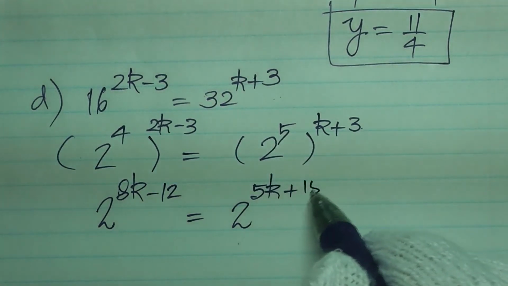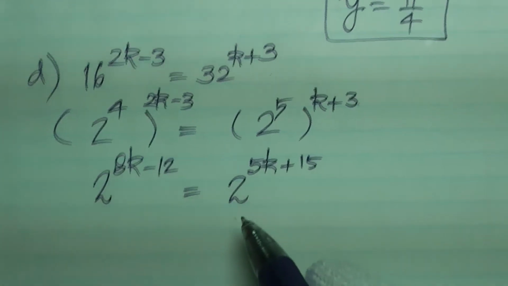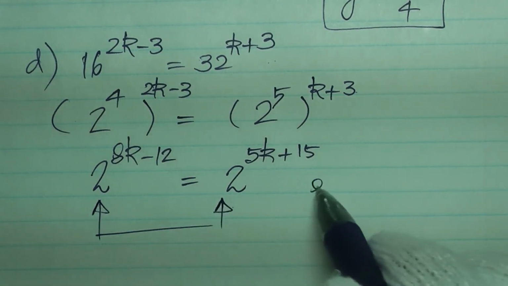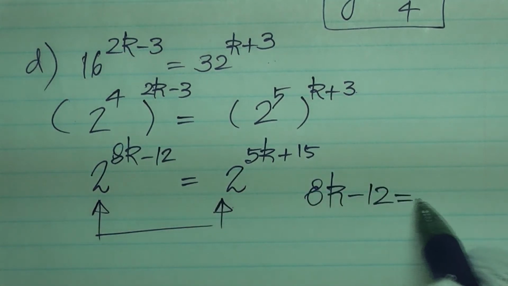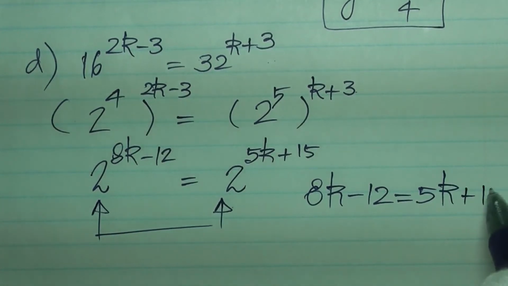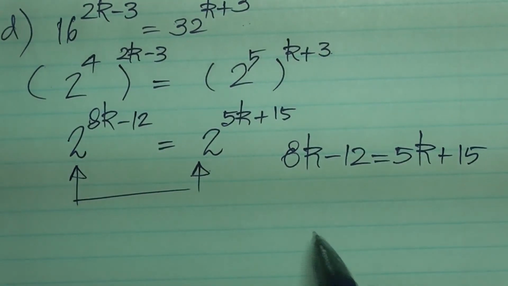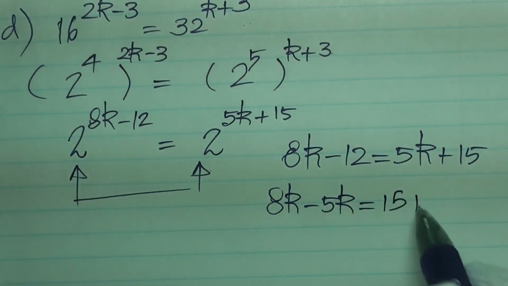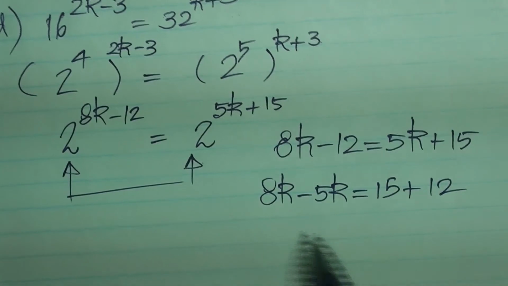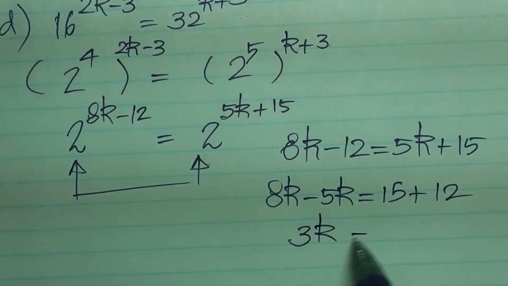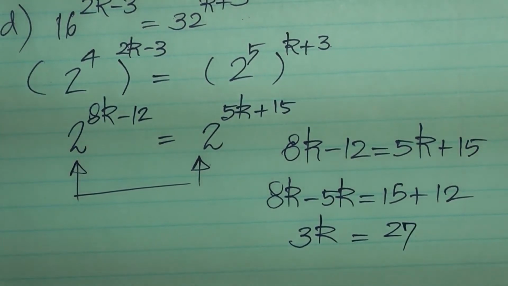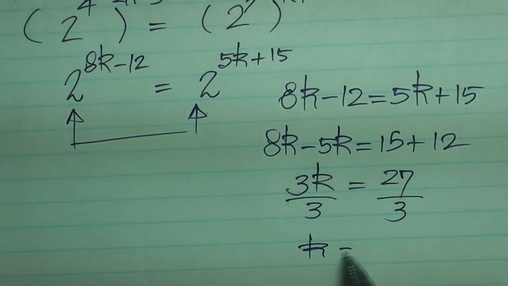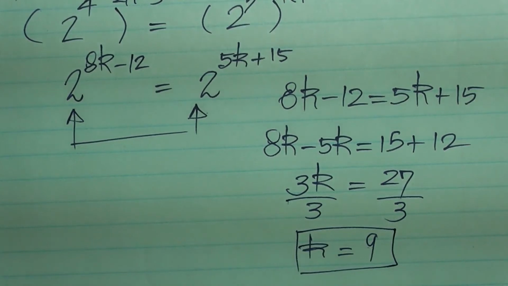plus 15. Now that my bases are both 2, I can write that 8k minus 12 is equal to 5k plus 15. So 8k minus 5k is equal to 15 plus 12. 8 minus 5, 15 plus 12. If I divide both sides by 3, k equals 9.